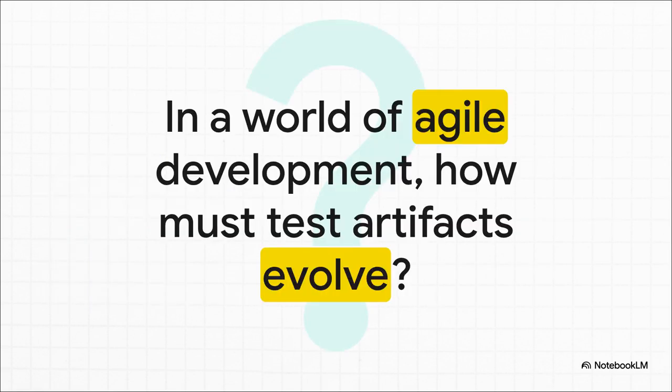So we've seen just how fundamental these artifacts are. But the software world is always speeding up, right? We have agile sprints, continuous delivery, and it leaves us with a really critical question for the future. In this super fast-paced environment, how do these artifacts have to evolve? How do we maintain all that valuable traceability and structure without slowing down innovation? That right there is the core challenge for every single modern tester.